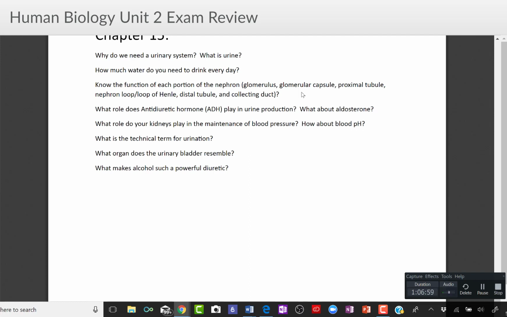All right, so what role does antidiuretic hormone play in urine production, and what about aldosterone? So if it weren't for antidiuretic hormone, if you didn't have it, you'd have a condition called diabetes insipidus, and you could make up to 27 liters of urine a day. A liter of urine is like the fullest bladder you've ever had, so imagine having one of them an hour or more than that. So ADH determines how much extra water you have, or if you have any extra water.